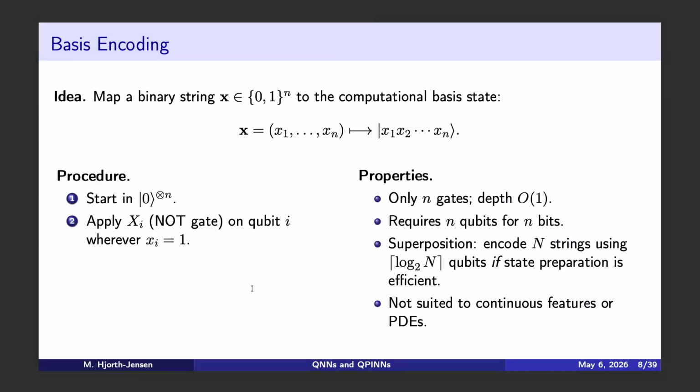So this is the first one, which is what I normally call the brute force one. And this is called just basis encoding. The basic idea is you map a binary string with zeros and ones to the computational basis states. So think of having scaled down MNIST images with 8 × 8 pixels. In total, you have 64 pixels. So that means X1 goes up to X64. That is your input in a classical feed-forward neural network or convolutional neural network or whatever you're interested in.